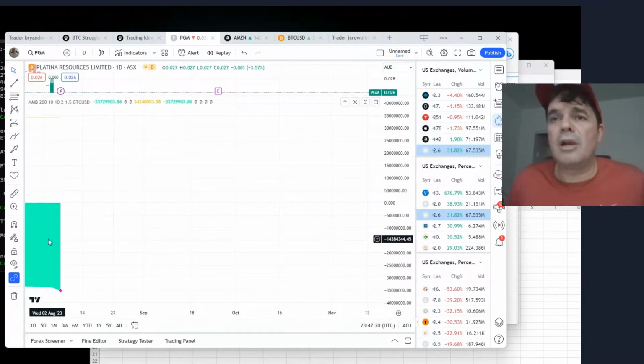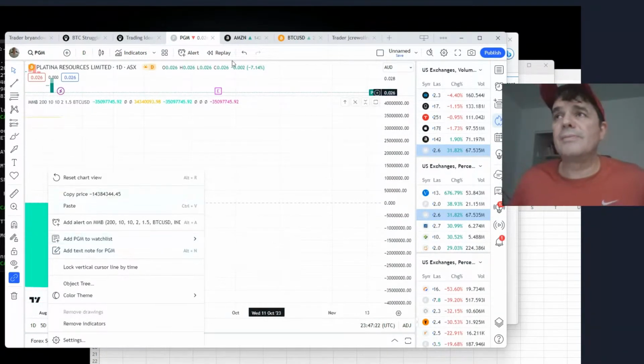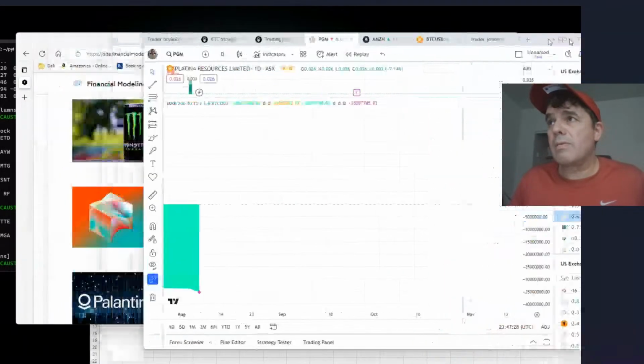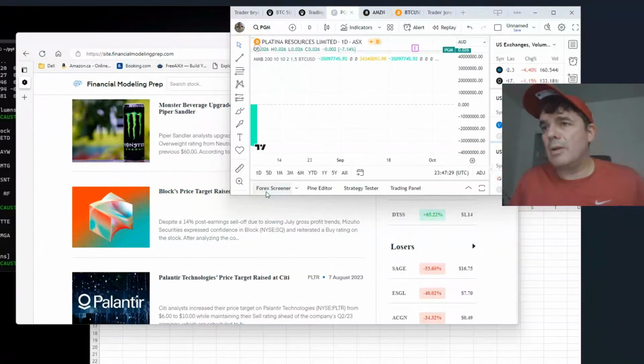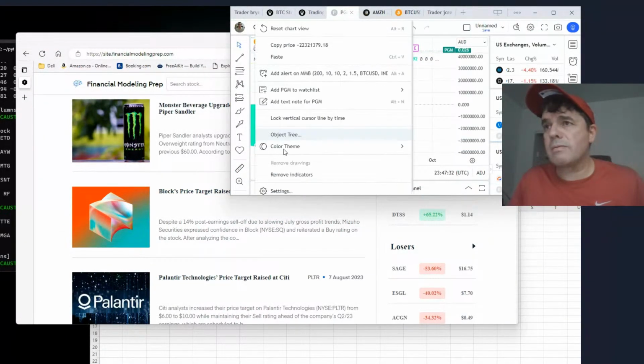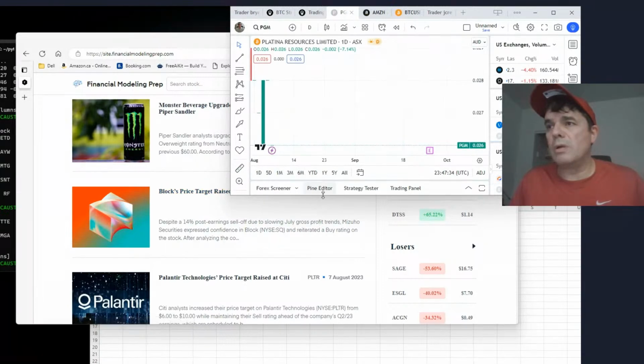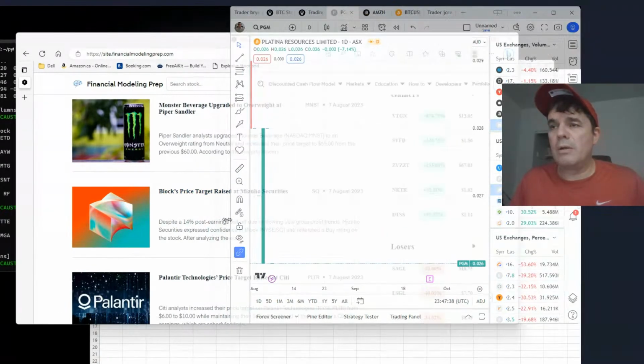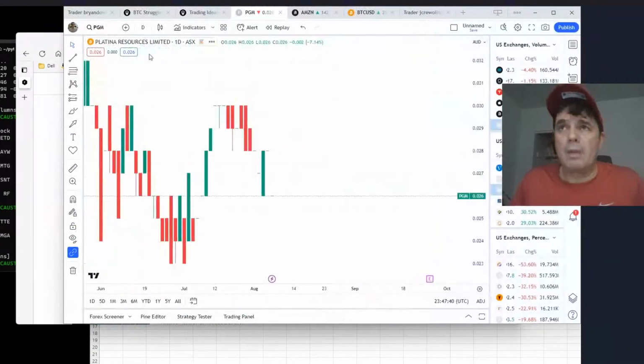Let me see here how I can get rid of these indicators. Sorry about this, I'm going to go wonky here for a minute. Okay, can I get rid of that? Remove indicator. Cool. Okay, so we've got here PGM.